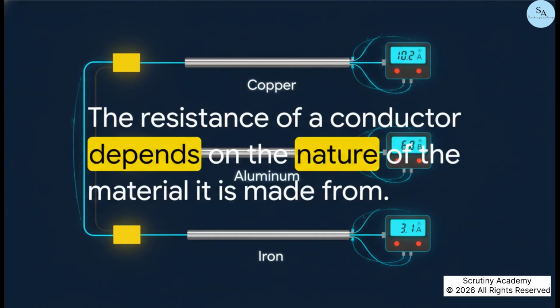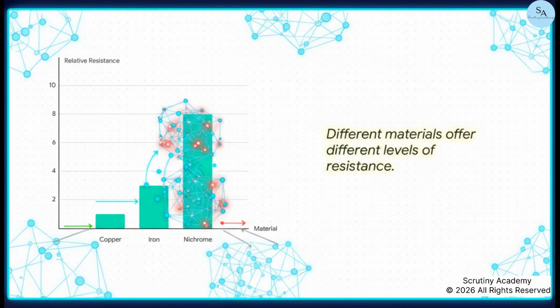Okay, factor number 2, the material itself. This might seem obvious, but it is so important. A copper wire is just fundamentally different from an iron wire. The type of atoms that make up a substance determines its natural, built-in resistance. And that's because every material has its own unique atomic structure and a different amount of free electrons available to carry the current. Copper, for example, is like a superhighway for electrons.